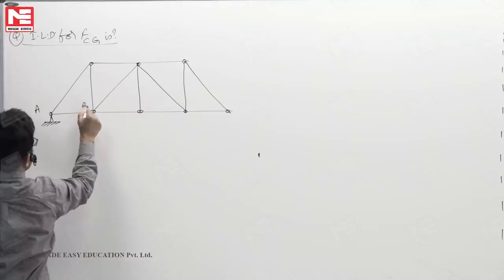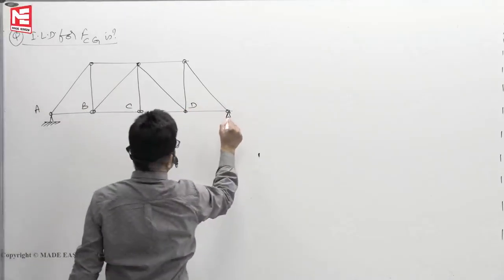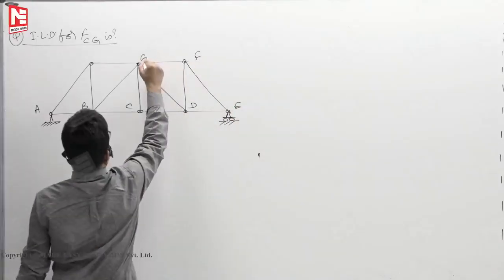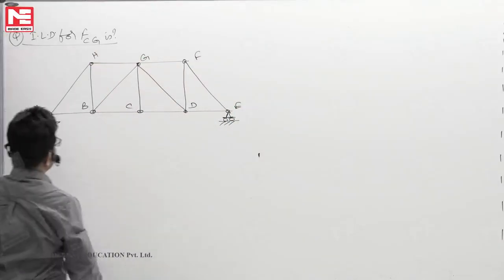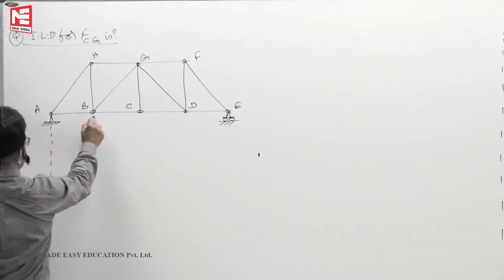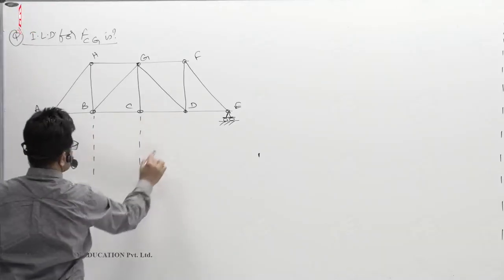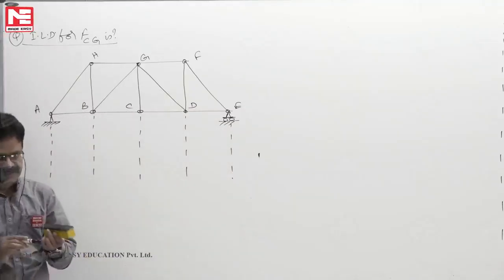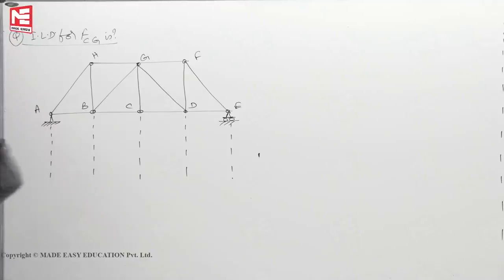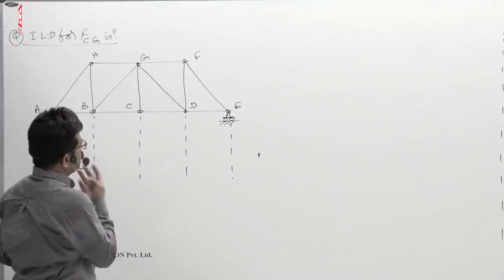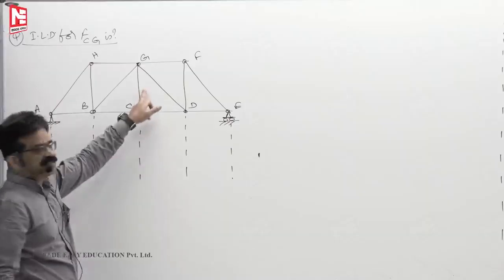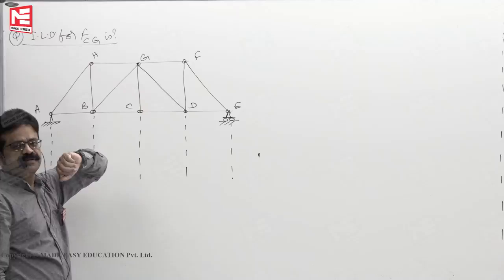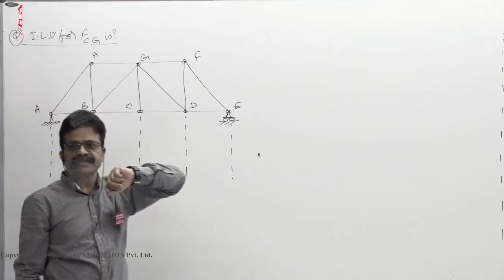This point let us say A, B, C, D, E, F, G, H. Once it is asked for a 2 marks question in GATE, 4 diagrams they have given, you must select the correct one. How to select? ILD for F CG, means CG member you see 1, 2, 3, 2 are in line, force in the third member is 0. That earlier in the Pratt truss I have told you.